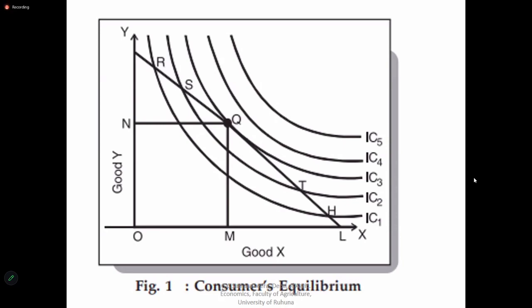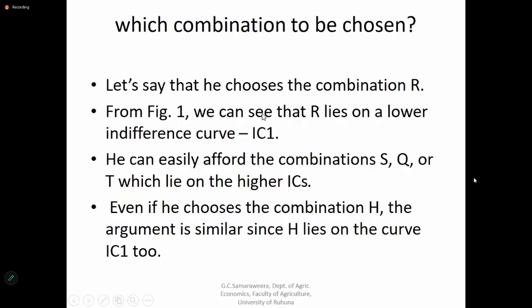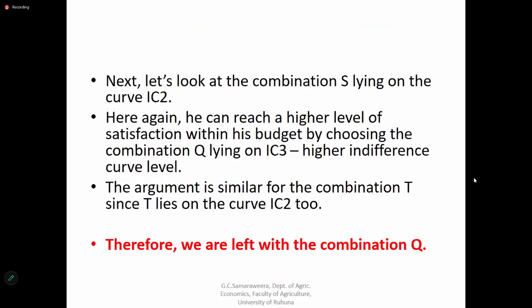Look at the point, Q. Very good, Q. Yes, Ravindu, very good. So here you have to think of the budgetary constraints and indifference curves both. Earlier we did calculations; now the same we are showing by using a graph. Hope some got understood. Otherwise, please ask. Therefore, we are left with the combination Q.